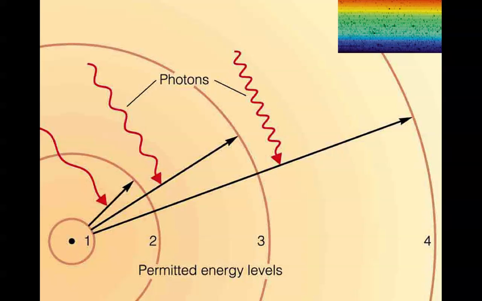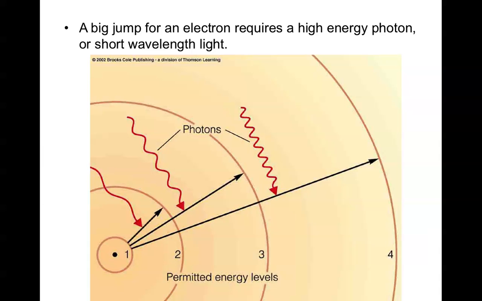If the photon does not match the energy difference between the two states, it just passes right through. So in this case, you have these 3 photons coming in, and they match the energy difference between the first state and the second, or the first state and the third, or the first state and the fourth, and they can cause a transition of the electron from that first state to one of the higher states. A big jump for an electron requires a higher energy photon, or a short wavelength of light. So these larger jumps correspond to shorter wavelengths, to photons with higher energy.